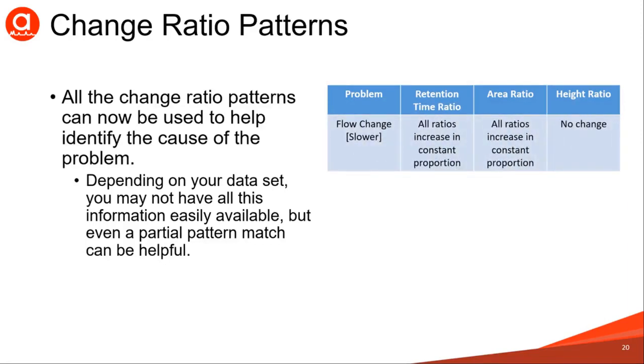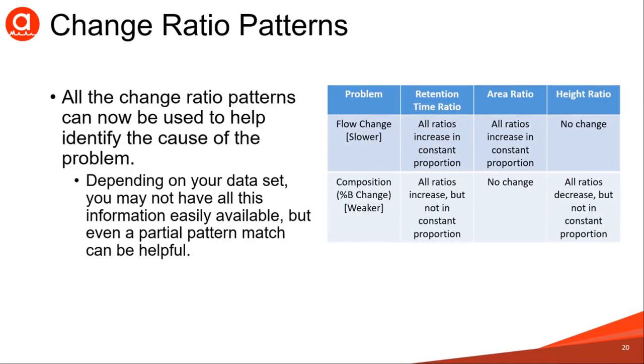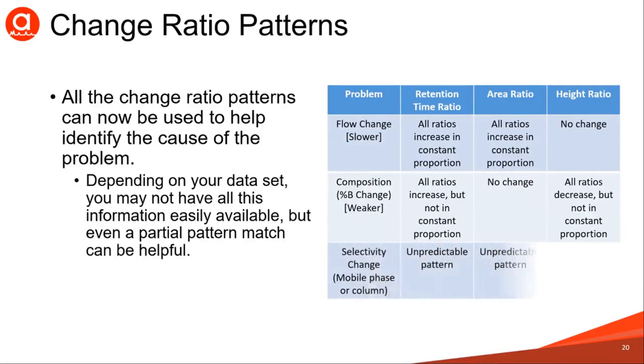So, for example, if you have a flow rate change, if your flow rate decreases, the retention times increase in constant proportion, the areas increase in constant proportion, but the height ratios do not change. If you have a composition change, going to a weaker mobile phase, all ratios increase, but not at the same level. The area ratios do not change, and the height ratios decrease, and again, not in constant proportion. And finally, if you have a selectivity change, all bets are off. There's really no pattern.